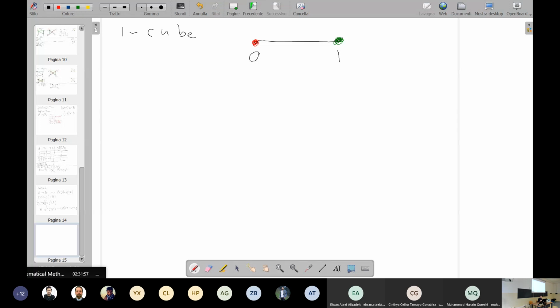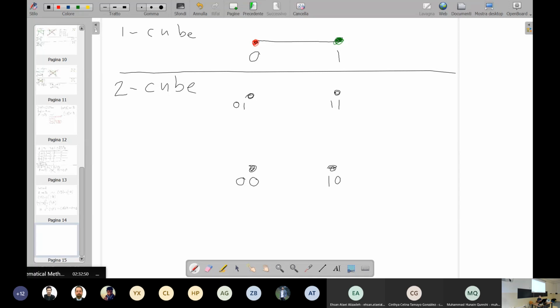Okay? Next. 2 cube. So we have, you can think of starting from 2 copies of this, and adding 1 extra coordinate, in the sense that we can say that this is 0, 0, and this is 1, 0. So we had added a 0 at the end, and here we have 0, 1, and 1, 1. Okay?